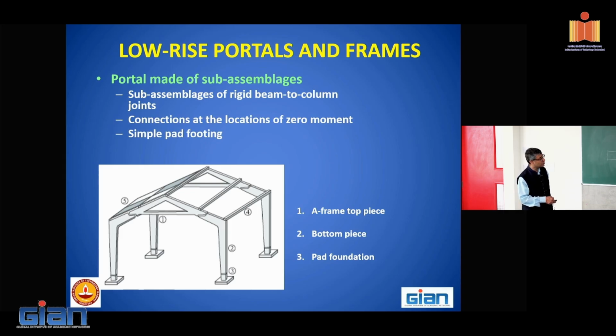However, in order to make this frame, we break it at the points of inflection under gravity loads. This top piece is made separately and the bottom piece is made separately. That means the components are: 1 is the A-frame top piece, 2 is the bottom piece, 3 is the pad foundation, and the rest are similar. These are sub-assemblages of rigid beam to column joints. That means I am casting it as a sub-assemblage, not as individual pieces. Connections are at the locations of zero moment under gravity load. A simple pad footing is okay.